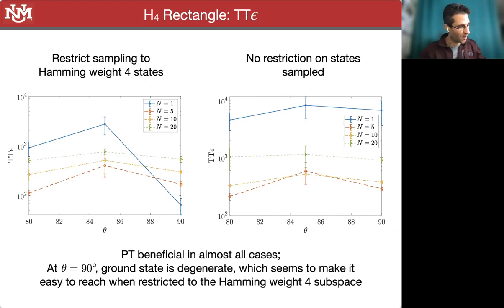So what do the results look like? Again, we see that parallel tempering works better for almost all the angles. When you restrict the Hamming weight, you don't get an advantage at theta equals 90, but that's the most symmetric case, when the rectangle is actually a square. But for at least 2 other angles that we studied, parallel tempering gives an advantage. And in the case where you don't restrict your sampling to the subspace of Hamming weight 4 states, you always get an advantage for parallel tempering.